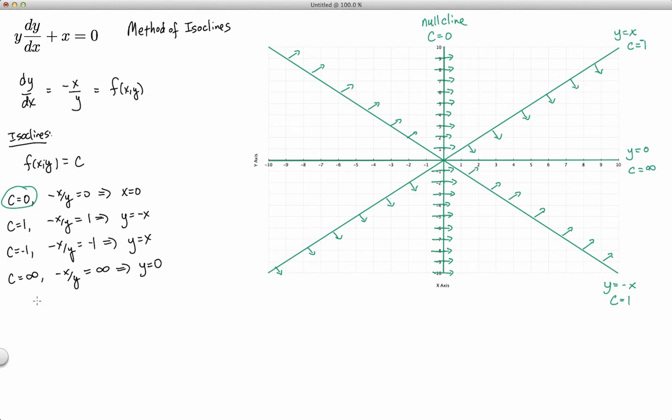Infinite slope, all that's going to mean is that you have vertical arrows. Essentially, the slope is undefined at these points. Later on, when we talk about existence and uniqueness of differential equations, places where the slope is undefined in a plane will be of special importance. And so the idea here is we have these elements that are vertical lines.